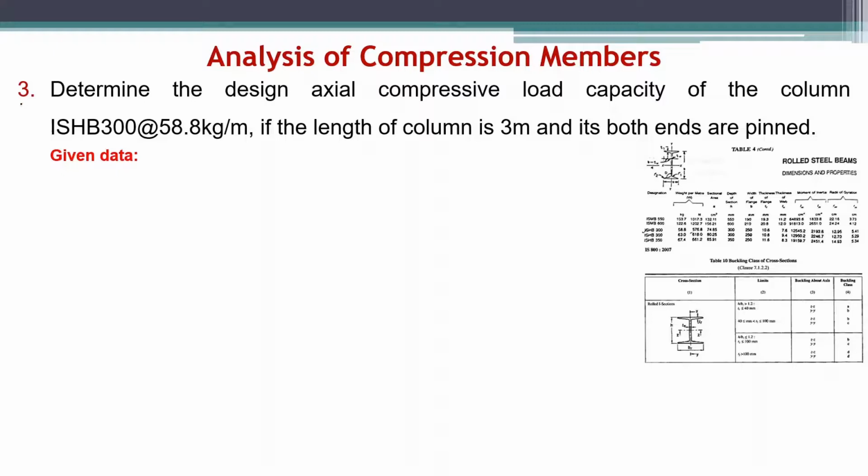Now let us solve numerical 3. Again, it is an analysis numerical. So we are going to analyze the given compression numerical. Determine the design axial compressive load capacity of the column ISHB 300 at 58.8 kg per meter, if the length of the column is 3 meter and both its ends are pinned.